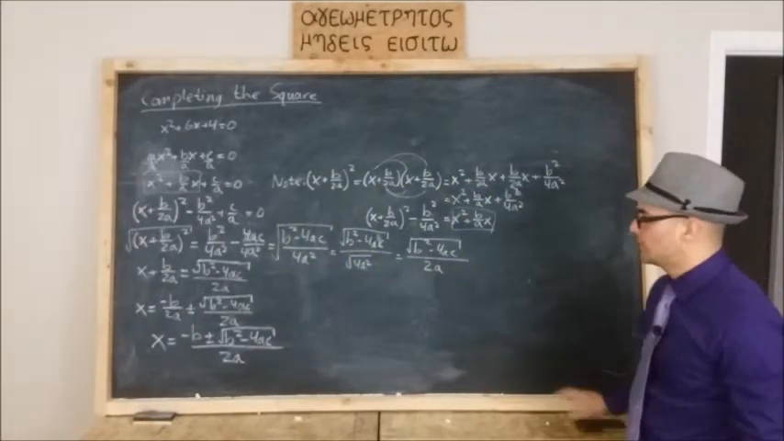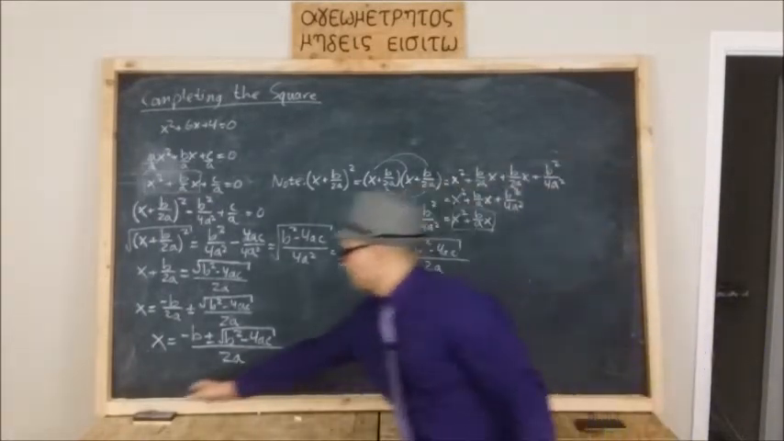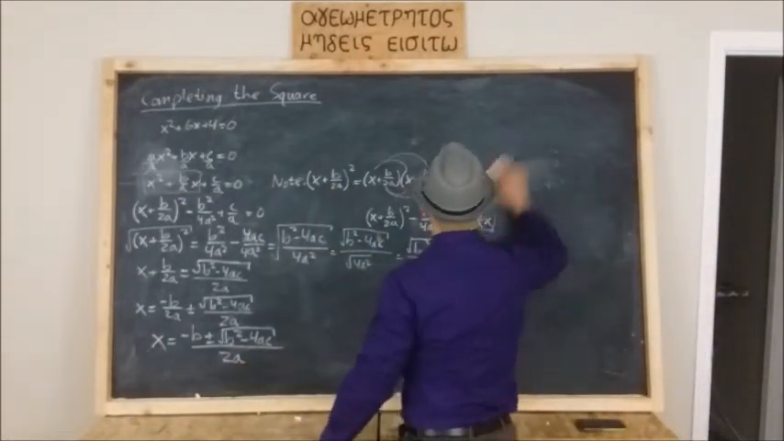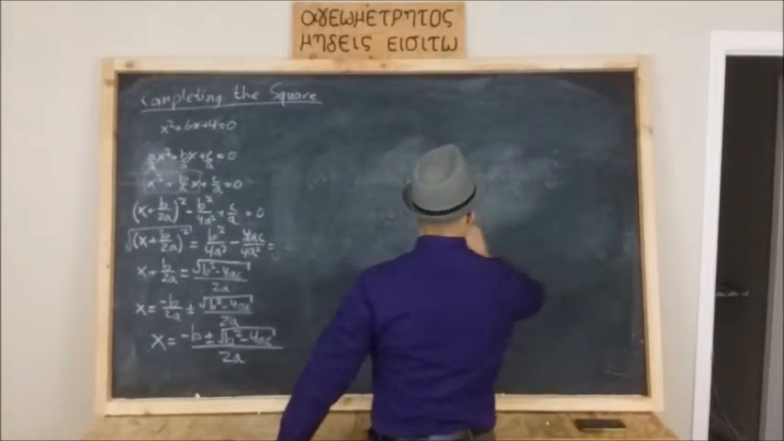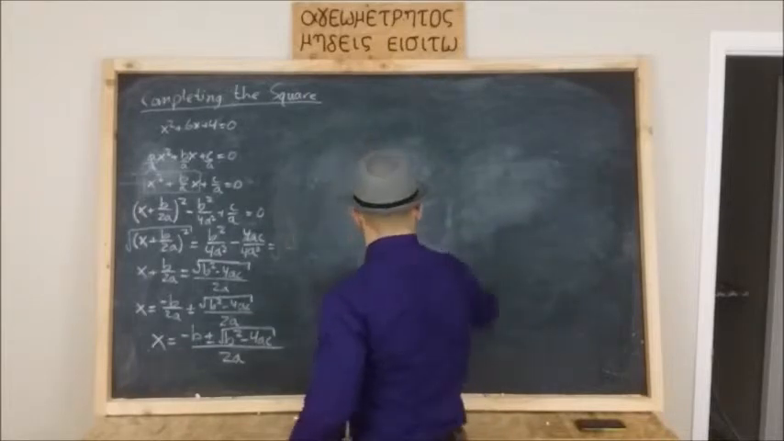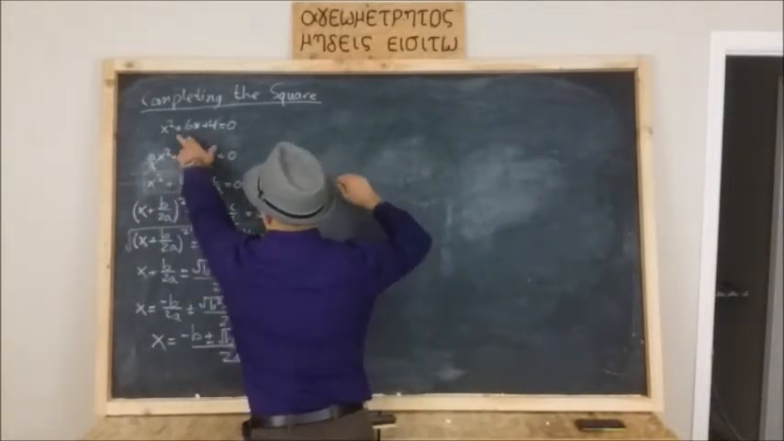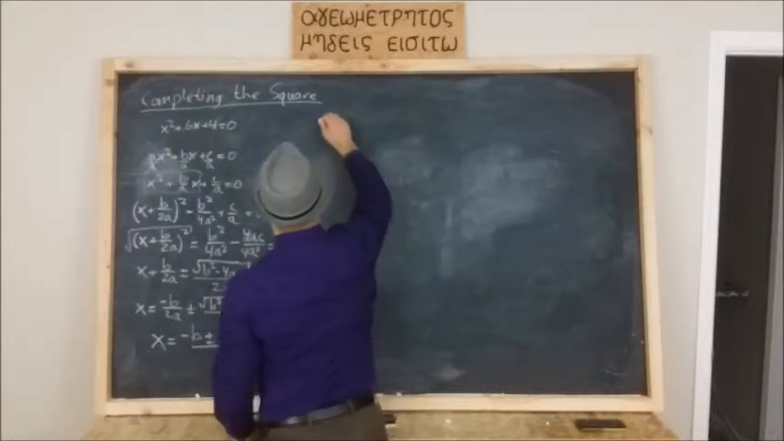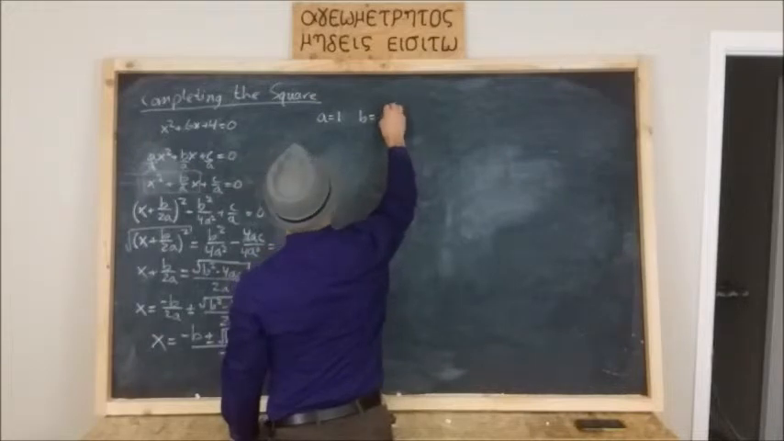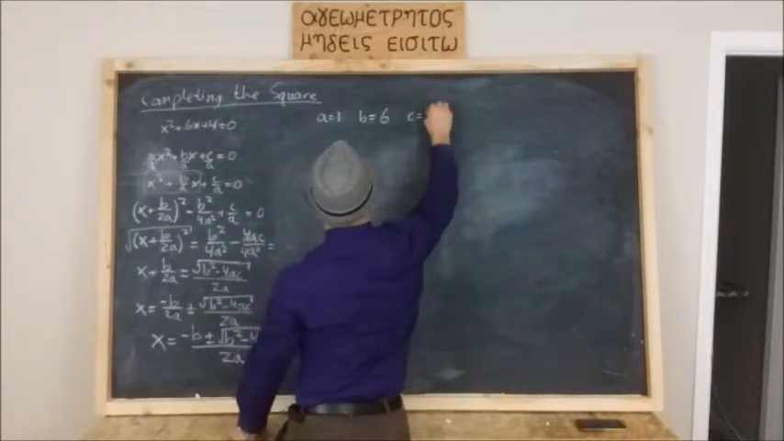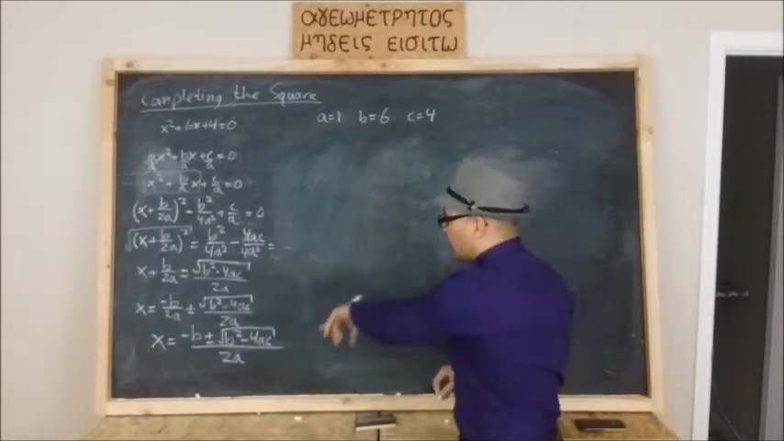If you're taking notes, you might need to pause the video before I erase this, so I have more room to write. I am going to plug in. All right, so in this case, x squared plus 6x plus 4. A is equal to 1, b is equal to 6, and c is equal to 4. And now it's just a matter of plugging it in.